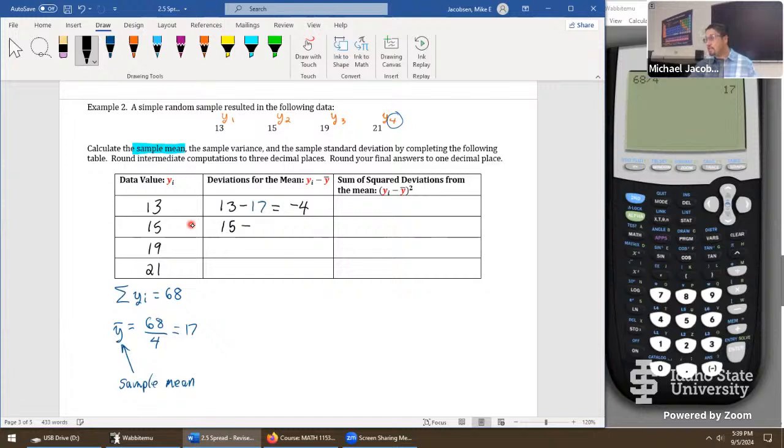So next, 15 minus 17 for a value of -2. 19 minus 17 for a value of +2 now. And last, 21 minus 17 for a value of +4. So those are the deviations for the mean. Now, if we add all these up, we would say summation, just to say add them all up. What we're adding is yi minus y bar. And in this problem, adding those all up gives you 0.